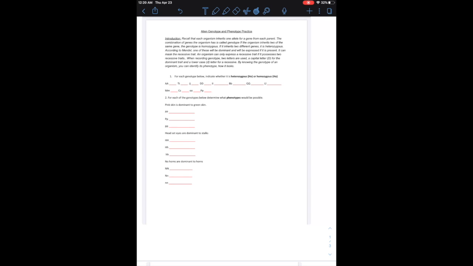So for the homework, for number 1, you're identifying heterozygous and homozygous. So what's going to help you remember the difference between these two is the prefixes. Hetero means different, and homo means same. Heterozygous genotype is going to be a capital and a lowercase letter.